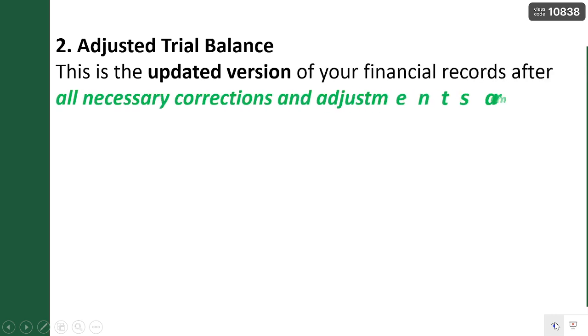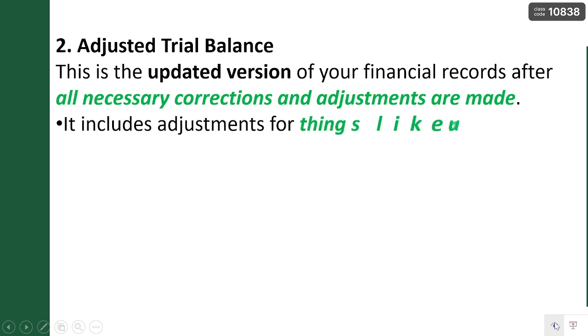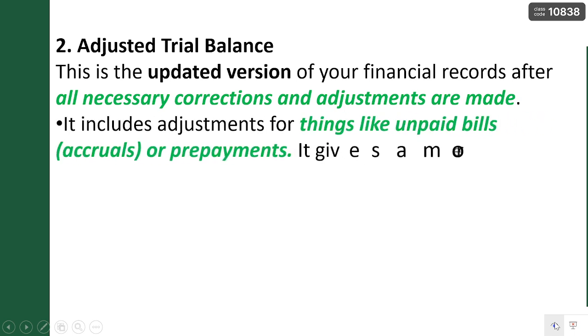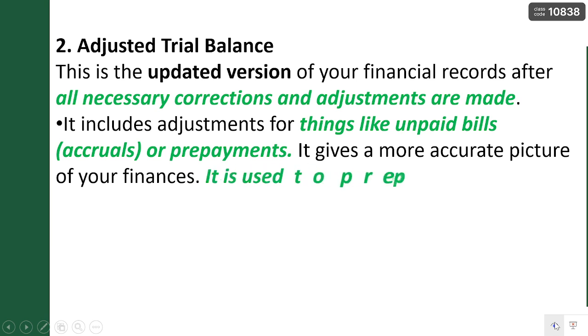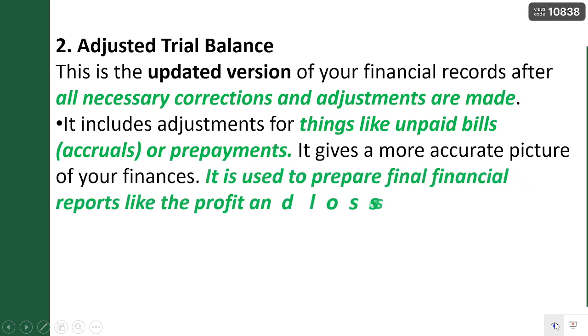The second type is the adjusted trial balance. This is an updated version of financial records, and it is done after all necessary corrections and adjustments are made. This includes adjustments like unpaid bills, which are a part of accruals, then the prepayments. It gives a more accurate picture of your finances, and it is used to prepare the final financial reports like the profit and loss statement or even the balance sheet.